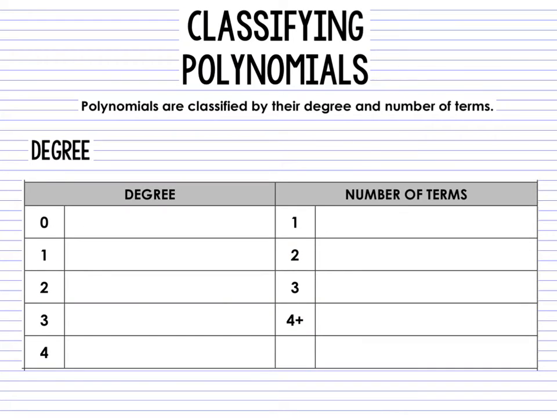What's kind of neat where we're headed is that different polynomials are called different things, and there are a couple different ways that we can name polynomials. The first way we can name them is based on their degree. So the degree of a polynomial, I'm going to write it here for you, is the highest power of the variable.